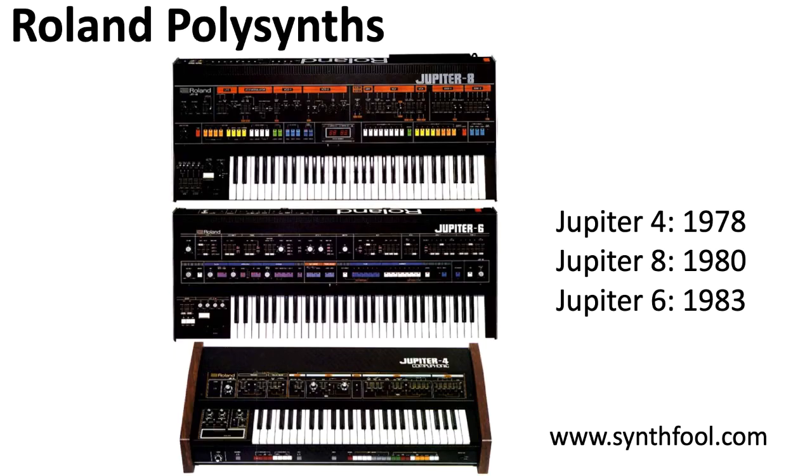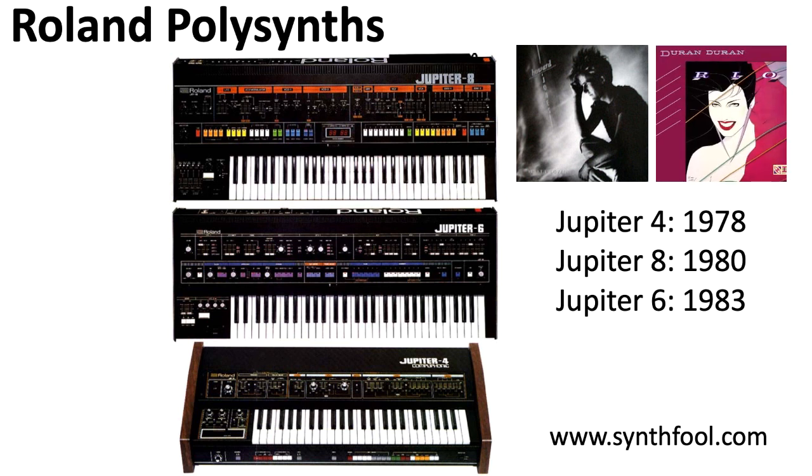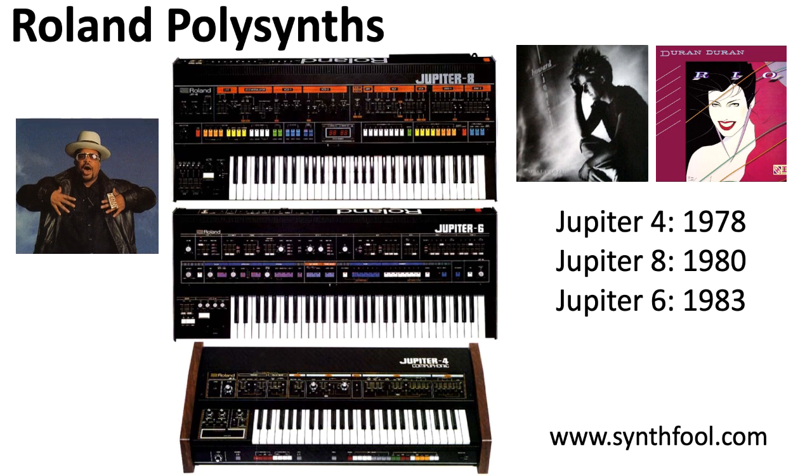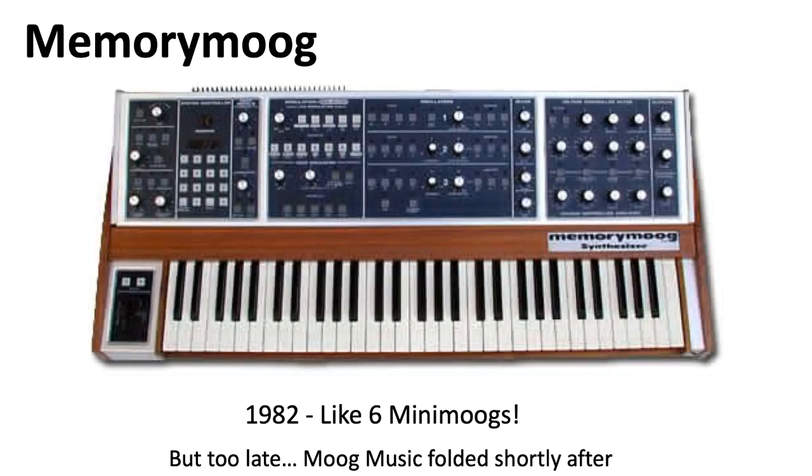Roland had a series of analog polysynths, much loved by artists like Howard Jones and featured in many songs by Duran Duran. The Jupiter 8 is also known for providing the bass line for the Sir Mix-a-Lot composition Baby Got Back. And Moog eventually got in on the true polysynth action with the Memory Moog, which was basically like 6 mini Moogs all stuck together with a nice computer-controlled interface.